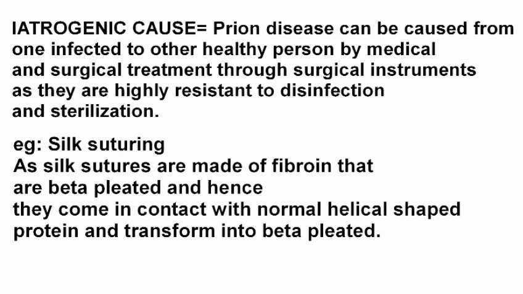The infectious cause of prion disease also has a specific route: prion disease can be transmitted from one person to another through medical and surgical treatment, via surgical instruments, as prions are highly resistant to disinfection and sterilization, that is, they cannot be killed by disinfection or sterilization. An example is silk sutures, as silk sutures are made of fibrin that is beta pleated, and hence if they come in contact with normal helical shaped protein, it is transformed into beta pleated.